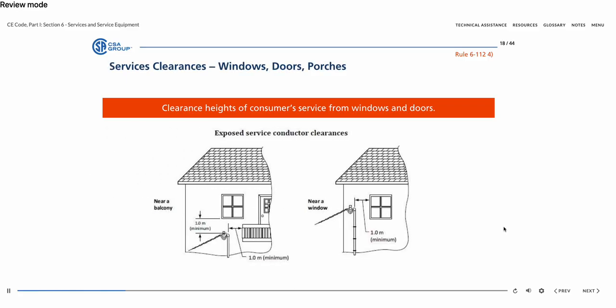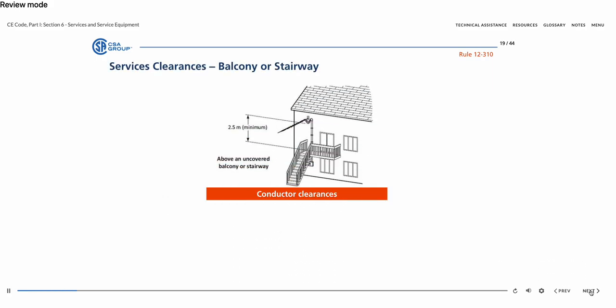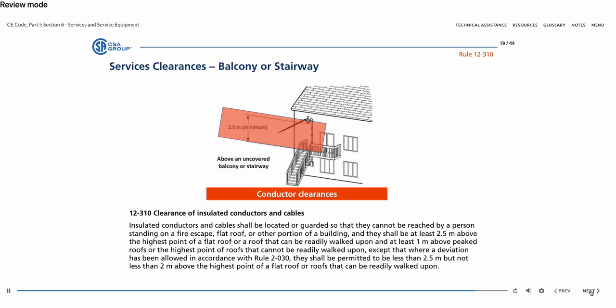These areas can be streets, alleys, highways, driveways, and landscaped areas. The minimum clearance for exposed service conductors or cables is 1 meter from windows, doors, and porches, unless the conductors are installed above them. The minimum clearance for exposed service conductors and cables is 2.5 meters above an uncovered balcony or stairway. See Rule 12-310.